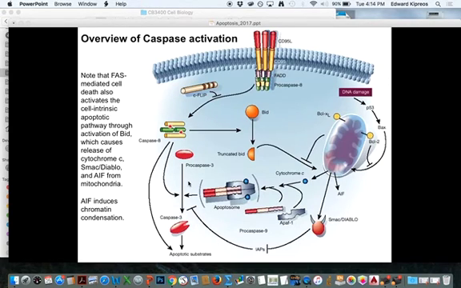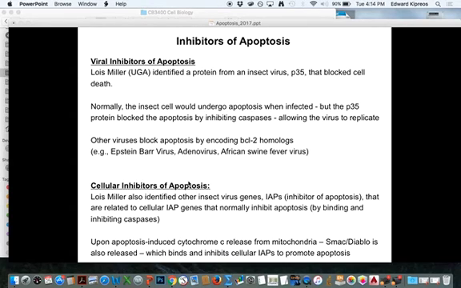And these were actually identified here at UGA by Lois Miller. So basically what she was doing is she had a virus, a baculovirus. It's an insect virus. It infects insect cells. And she was just randomly knocking out every gene on this huge virus and saying, well, what does it do?